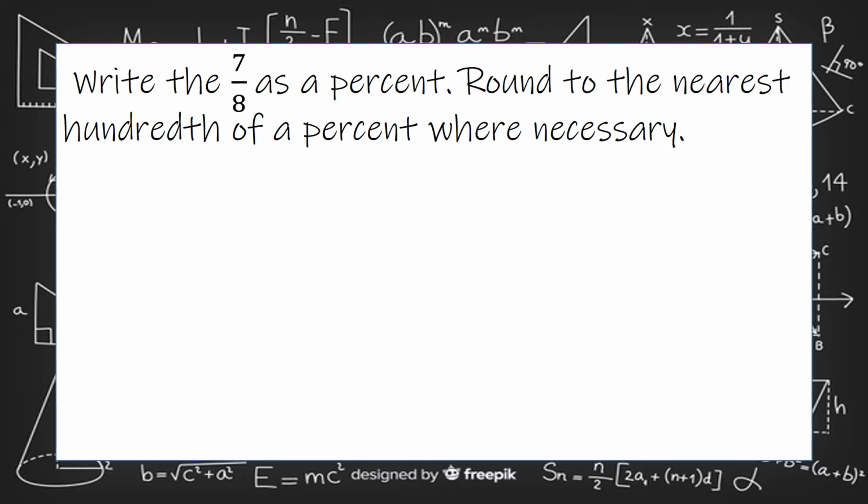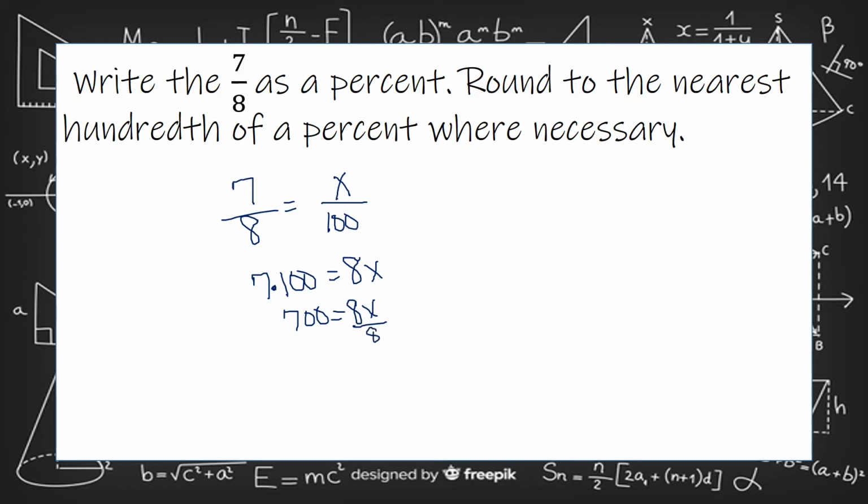Write 7/8 as a percent. Round to the nearest hundredth of a percent where necessary. So we're going to do 7/8, and remember a percent is part of 100. So we're going to put x over 100, and then we're going to cross multiply. So 7 times 100 equals 8 times x. 7 times 100 is 700. And then we're going to divide both sides by 8. 700 divided by 8 gives us 87.5. So 7/8 as a percent is 87.5%.